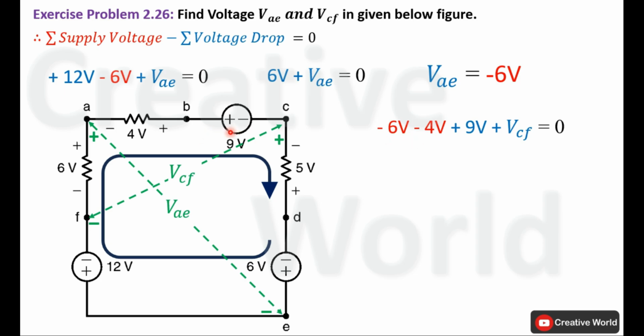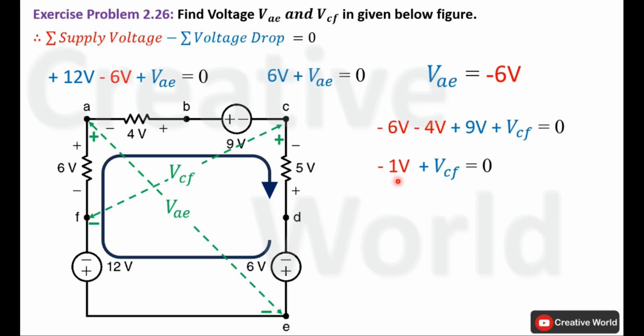Move to next element. Voltage across this voltage source will be taken with positive sign because current entering terminal is positive, positive 9 volt. At the end, voltage VCF will be taken with positive sign because current entering terminal is positive. Now inside this equation we only have one variable VCF and we are interested to calculate its value. Solve this equation. Add 9 volt, minus 4 volt and minus 6 volt together. The answer will be minus 1 volt.